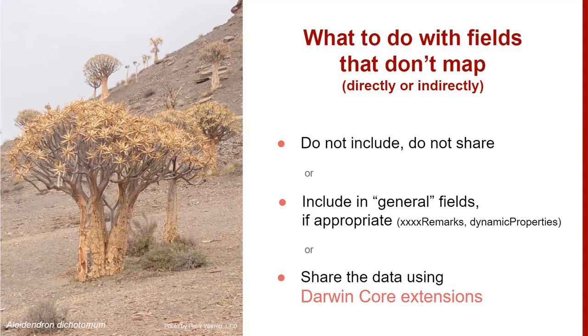For example, there are a series of terms in Darwin Core that correspond to remarks, such as occurrence remarks, location remarks, georeference remarks, etc. Also, the term dynamic properties is a general field that can accommodate several different types of information. Finally, some of the data that do not map to simple Darwin Core can be shared using Darwin Core extensions, which we're not going to explain in this video. For more information about extensions, please see the video linked in the description.